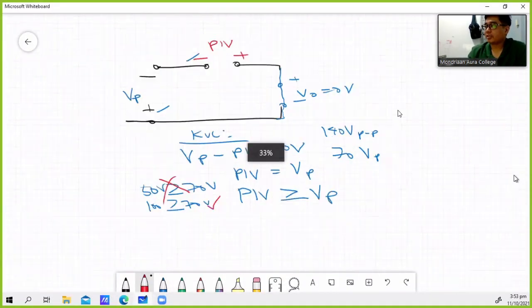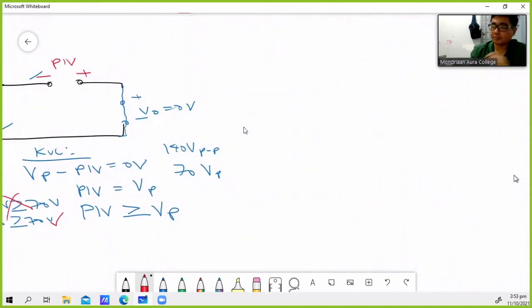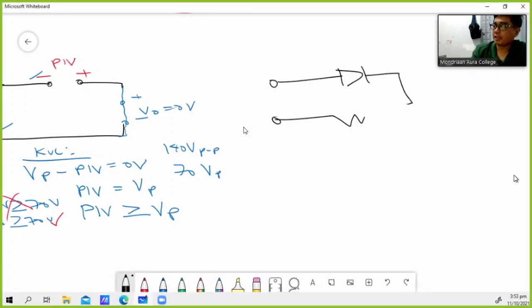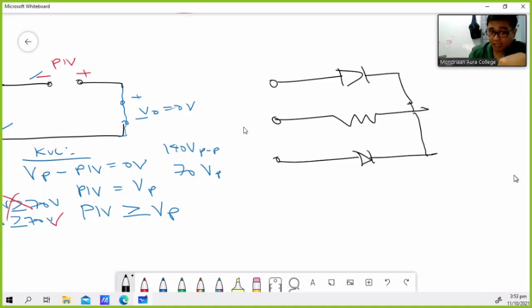So, punta tayo dito sa PIV rating naman nitong center tap na full wave rectifier. Ano kaya magiging PIV rating itong center tap rectifier natin? Di ba nangyayari lang dito sa center tap na full wave, kung forward bias yung taas, reverse bias yung nasa baba, and vice versa. So, for example, naka-forward bias itong nasa taas. So, plus minus 0.7 volts.